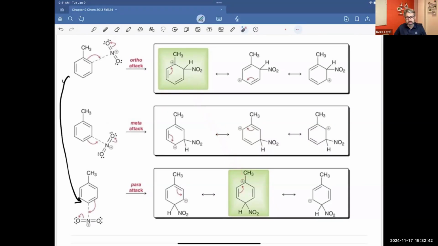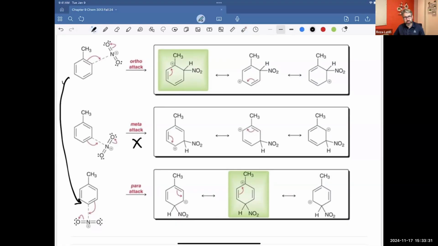Now, when it comes to the meta attack, it doesn't matter really how you move the double bonds. You cannot put the positive charge on this carbon under any condition. Positive charge is not going to show up there, and positive charge is at least 2 bonds far from the substituent. Again here 1, 2 bonds, and this one 1, 2, 3, 4 bonds. So it's way far from it, and because the distance between the substituent and the positive charge is longer, it will be harder to stabilize the carbocation that we got through meta attack. So meta attack will be the worst one. And what's the best condition?